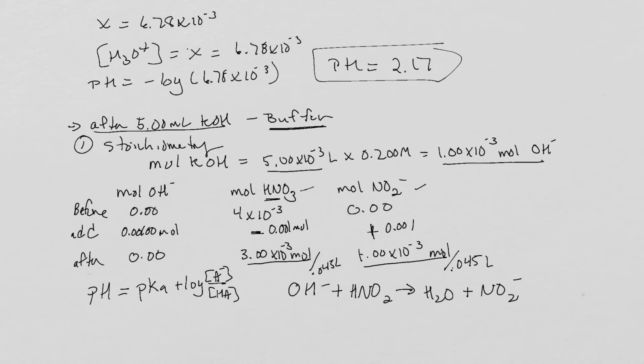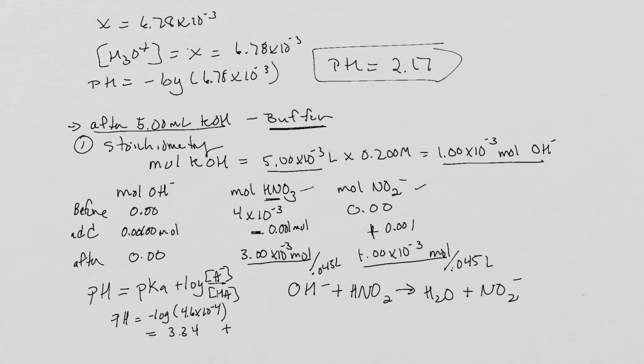So if we go ahead and solve this problem for the pH, remember the pKa is the negative log of the Ka of our acid. Remember the Ka, we looked it up, it was 4.6 times 10 to the minus 4. And that equals 3.34.